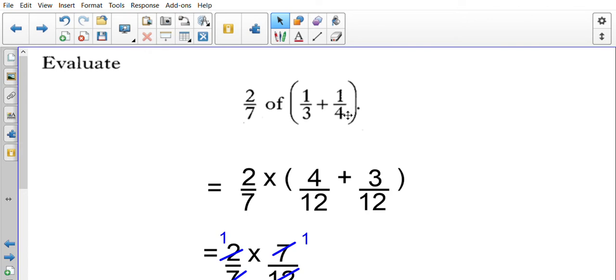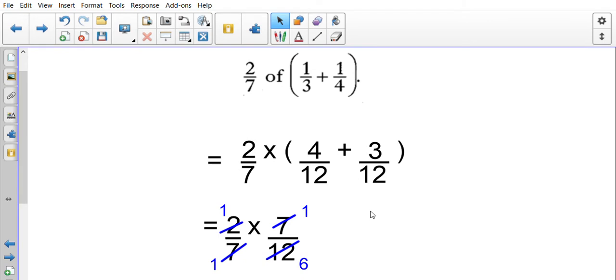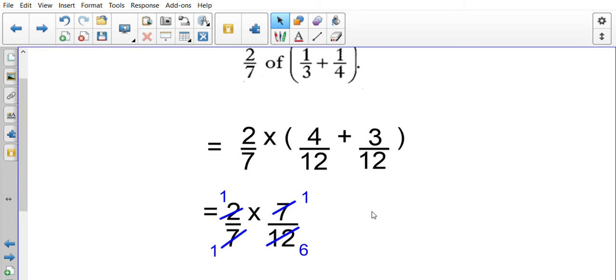Doing the same with the quarter, what did you do to get from 4 to 12? Well, we multiplied by 3, so we have to multiply the top by 3 as well, and of course 1 times 3 is 3. So again, still staying with the idea that you need to deal with the bracket first, 4/12 plus 3/12 is 7/12, and that's why in the next line you have 2/7 times 7/12.